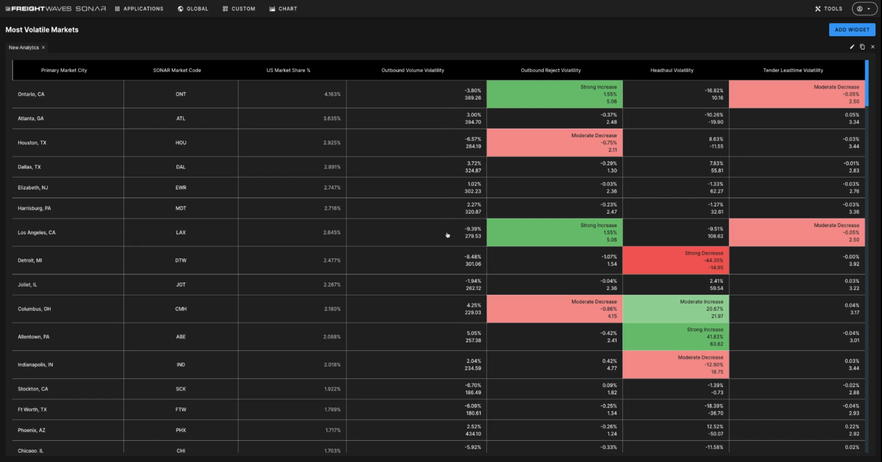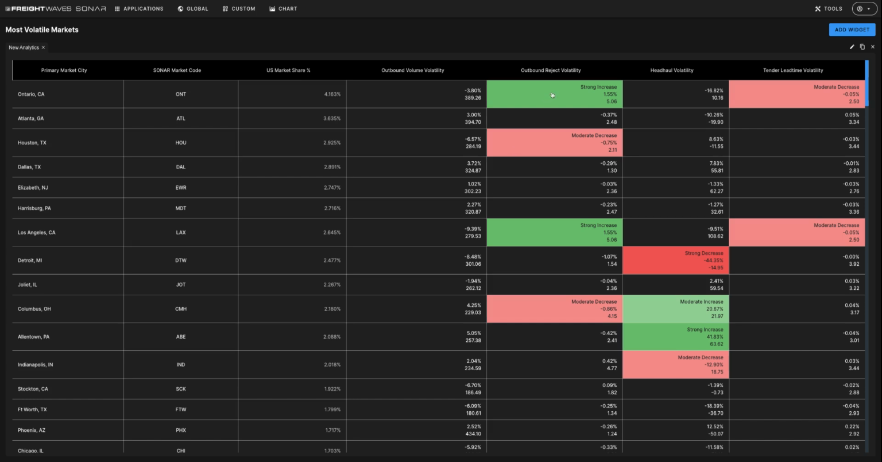You can see that none of these boxes are highlighted, but you'll see some other ones on this screen are. The way that this widget works is that it compares itself to itself. Each market compares itself to itself. So if you're looking at Los Angeles, which is at a -9, less freight coming out of Los Angeles, but it's not highlighted, which means that that is not out of the norm for the Los Angeles market.